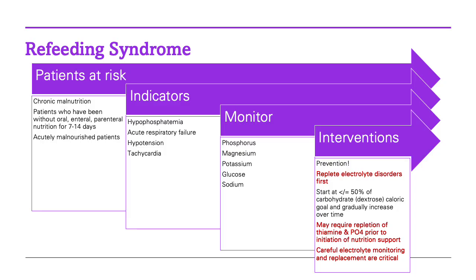and then careful electrolyte monitoring and replacement are critical. So basically what happens in refeeding syndrome, the sudden administration of carbohydrate exerts a considerable strain on the respiratory system, whose musculature may well be atrophied already due to starvation. So there's an increase in carbon dioxide production and oxygen consumption, and then there's an increase in your respiratory quotient. The consequence of this is an increase in minute ventilation, which may cause dyspnea and tachypnea.